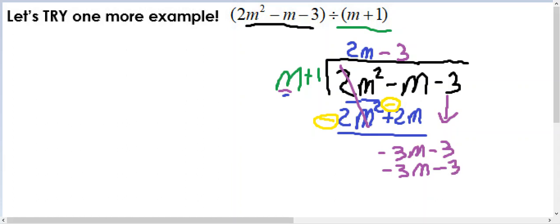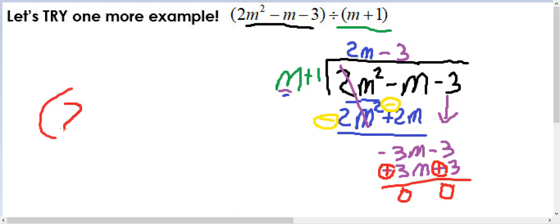And now I change my signs. So this is a negative. I'm going to change my sign. I like to circle. Lets me know I changed it. That was a negative. I'm going to make that a positive. So now negative 3m plus 3m is 0, which is what we want. Negative 3 plus 3 is 0, which is what we want. So my answer here is 2m minus 3. That's the answer to my division problem.